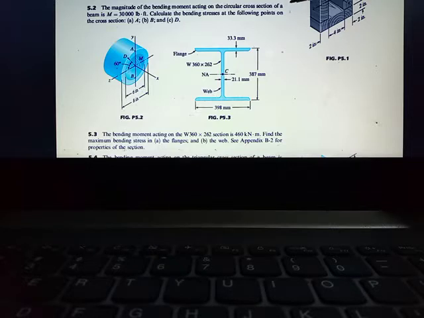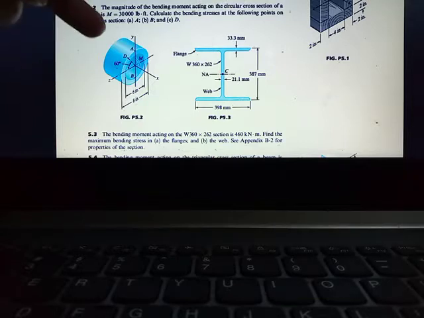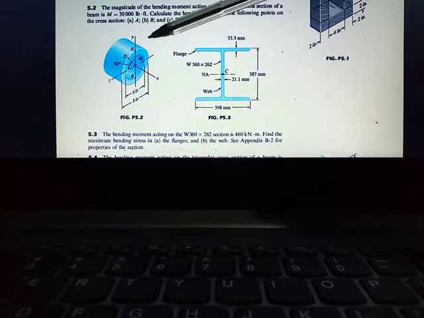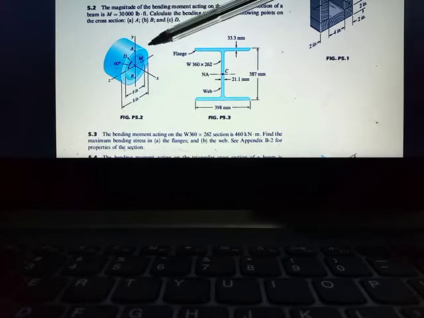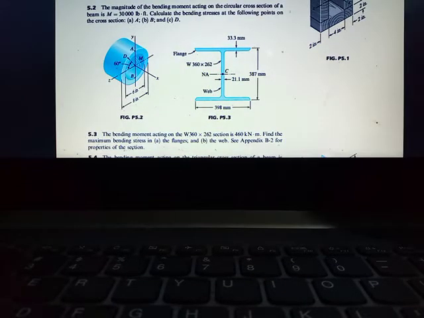M is equal to 30,000 lb-ft. Calculate the bending stresses at the following points on the cross-section. Given A, B, and C, and for C, it's D. So these are the points that we are going to look upon. We'll find the bending stress at point A, point B, and then point D.